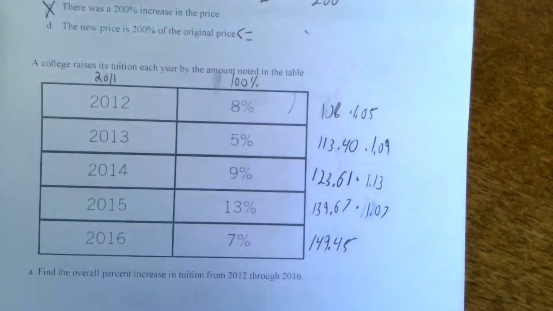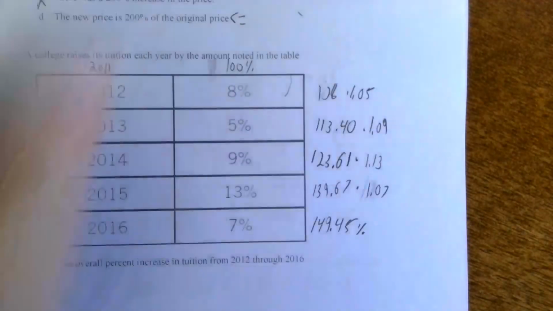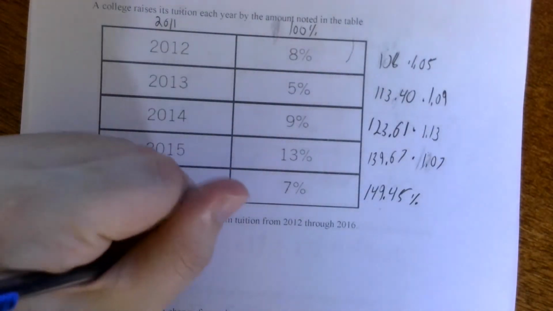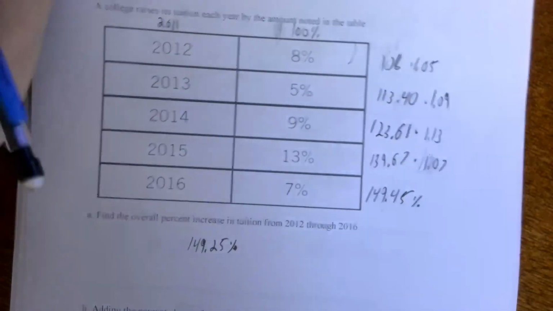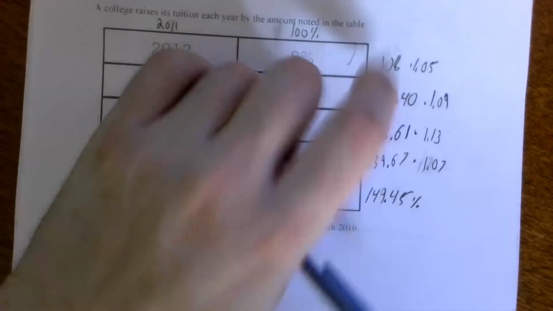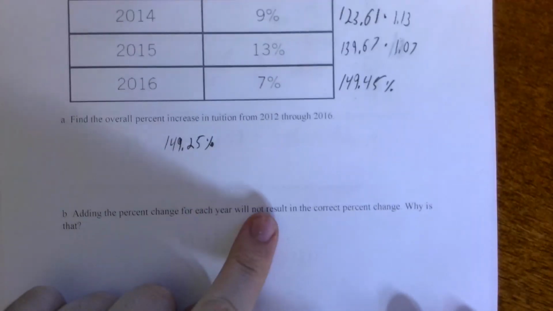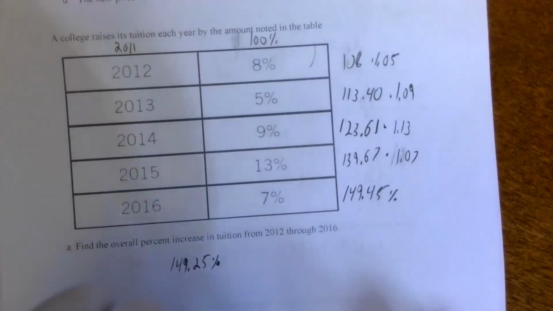Instead of having dollars now, we can just say this was 100%. So our increase here is 149.45%. So the overall increase is 149.25%. Now some of you might be wondering, instead of multiplying all those all the time, why can't we just add all the percents together and then add that onto, or multiply it by 100%?